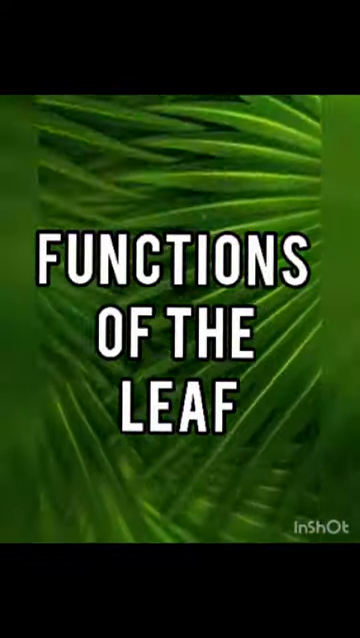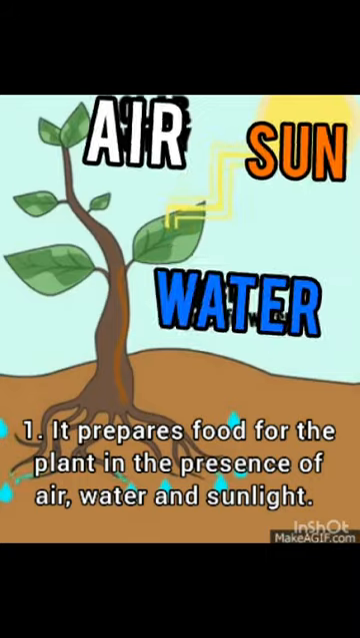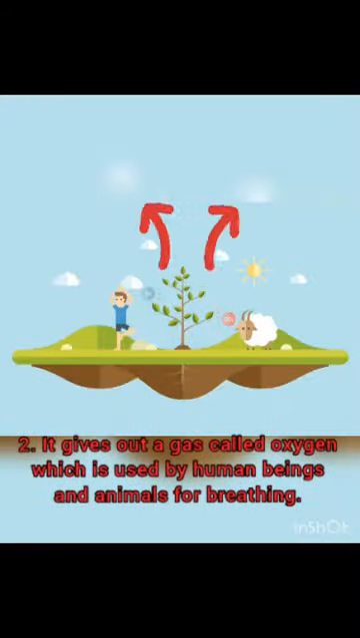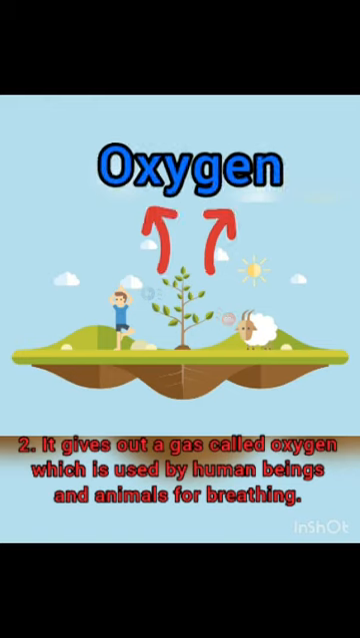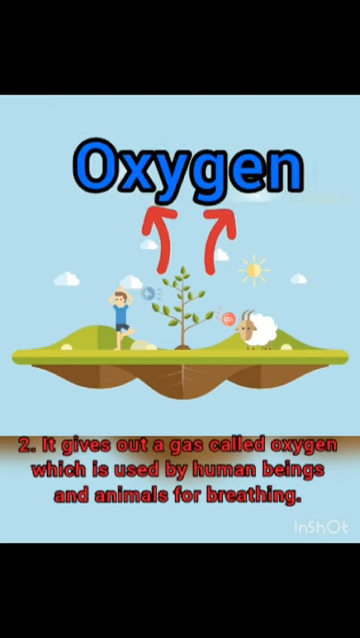Functions of the leaf. It prepares food for the plant in the presence of air, water, and sunlight. It gives out a gas called oxygen, which is used by human beings and animals for breathing.